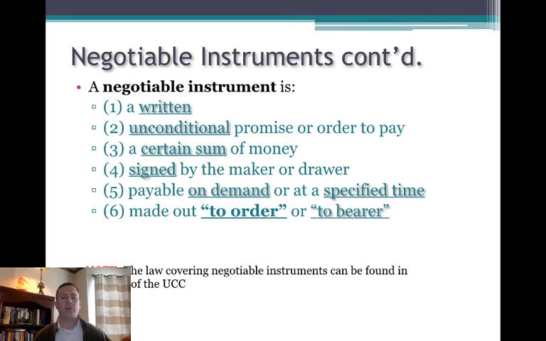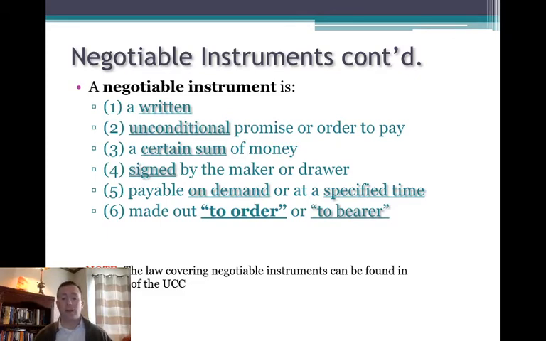So number one, you can see it has to be written. It has to be a written document like a check or like a loan agreement. Number two, it has to be an unconditional promise to pay or an order for somebody else to pay. So it can't have any additional stipulations or conditions that a contract would have. It's basically once I get it, I can get the money without doing anything else, just like you would if somebody handed you a check.